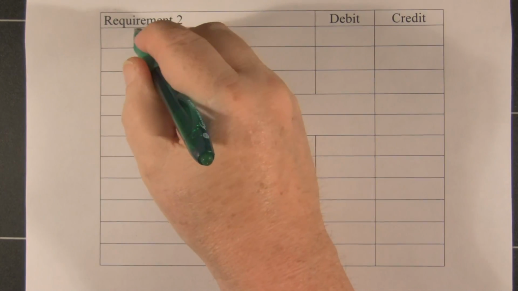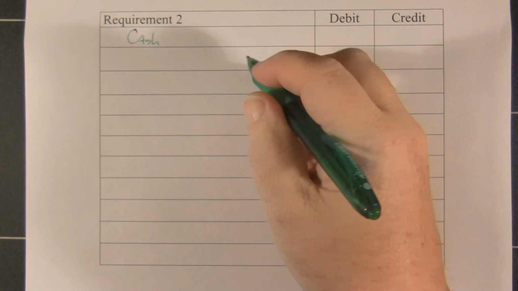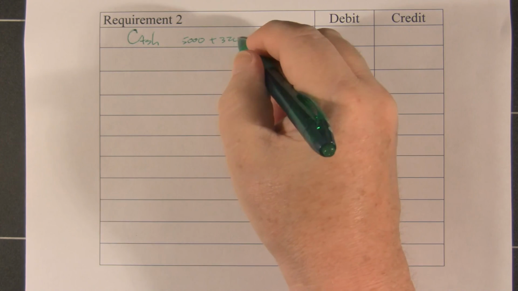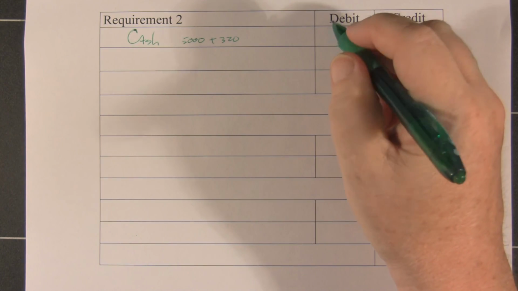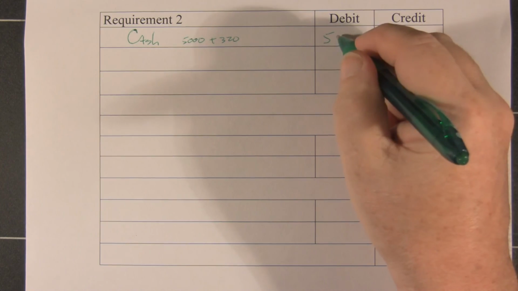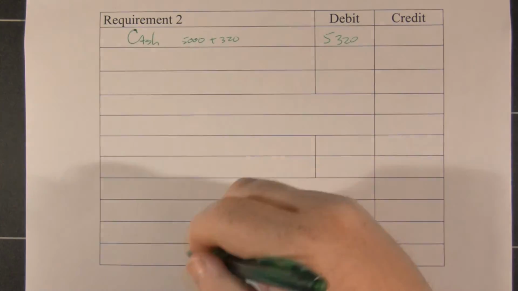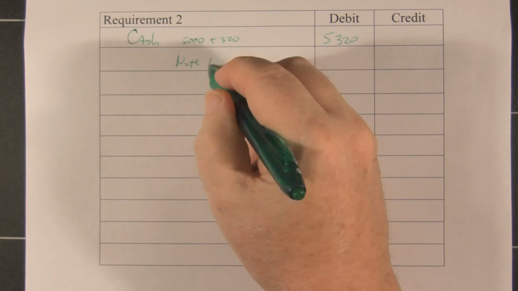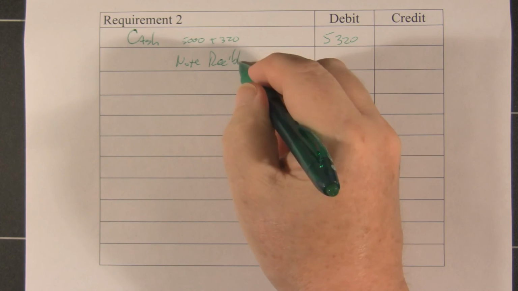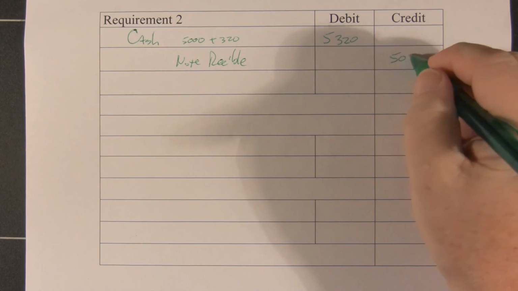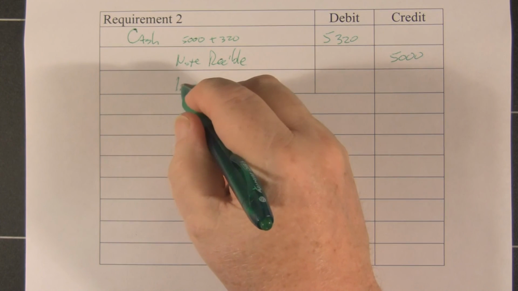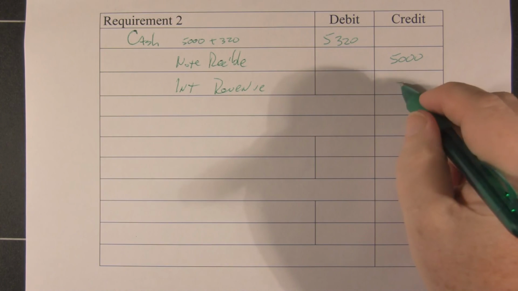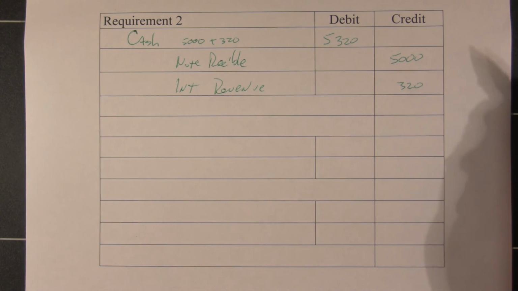So we have cash of $5,000 for the note plus $320 interest. So our total cash, the debit to cash, is $5,320. We have a credit to the note receivable for $5,000. And we have a credit to interest revenue, $320. Remember, debits and credits have to equal.